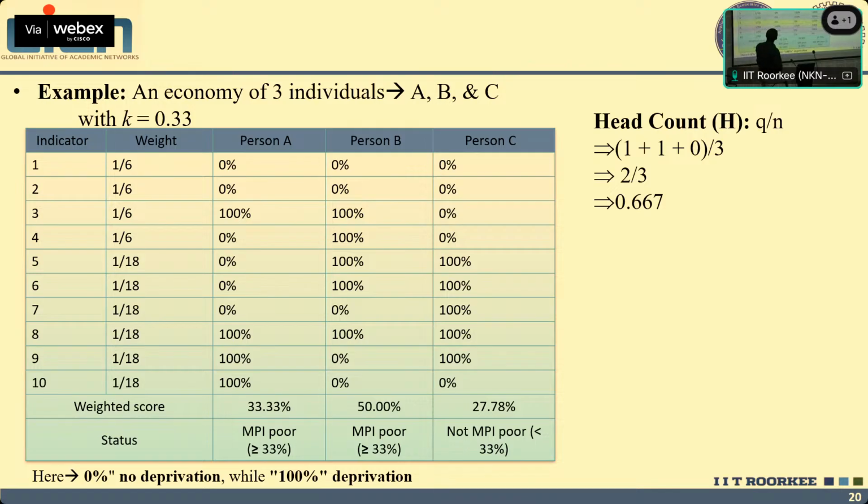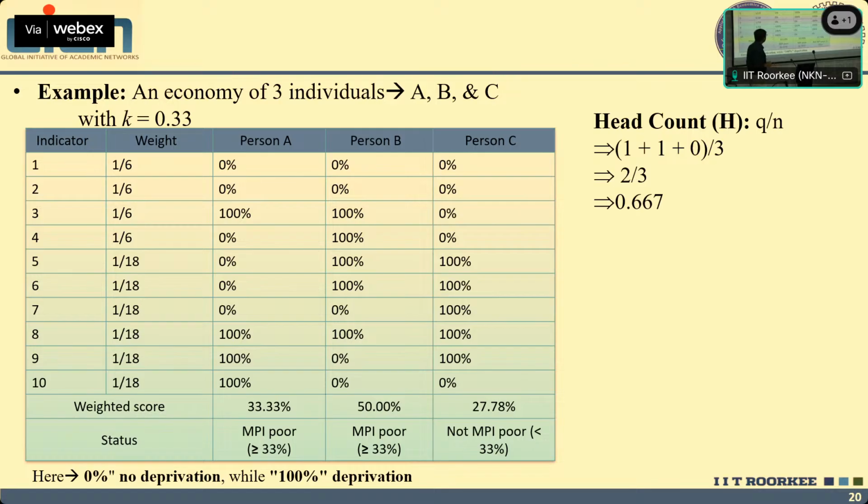Now, if we have this information for person A, person B, and person C, you can see very clearly who is deprived completely. Just check that here the weighted score for person A is 33.33%, whereas for person B the weighted score is 50%, and for person C it is 27.78%. Now by looking at this, we can see very clearly who is below or above the cutoff. The cutoff is 0.33. Using the weighted score, two persons are above the cutoff.